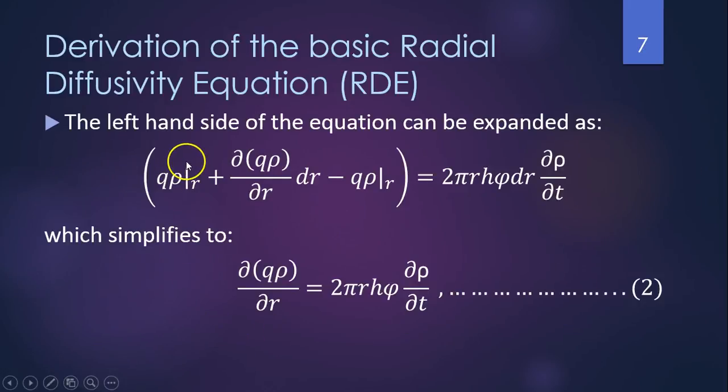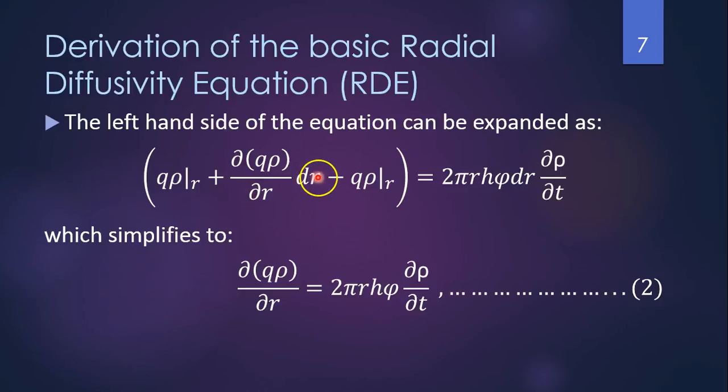The left hand side of the equation can be expanded as qρ at r plus ∂(qρ)/∂r dr minus qρ at r. So qρ at r plus dr is expanded as qρ at r plus ∂(qρ)/∂r, which means the rate of change of qρ with respect to r, multiplied by the thickness of the volume element.